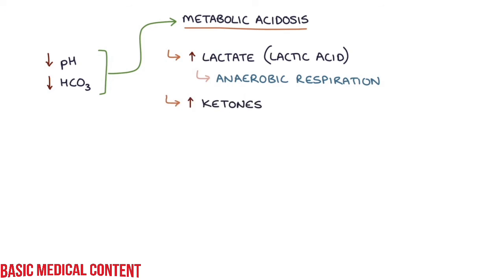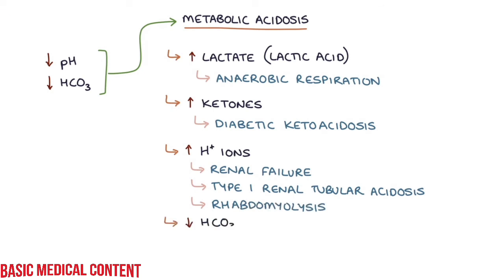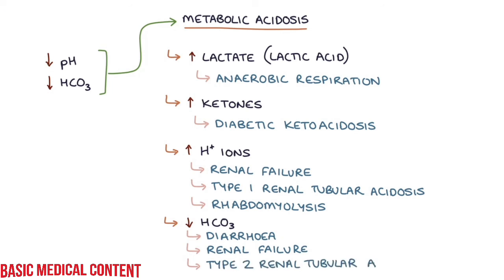Raised ketones, typically in diabetic ketoacidosis. Increased hydrogen ions, which can be due to renal failure, type 1 renal tubular acidosis, or rhabdomyolysis. And reduced bicarbonate, which could be due to diarrhea, remember that stools contain bicarbonate, renal failure, or type 2 renal tubular acidosis.